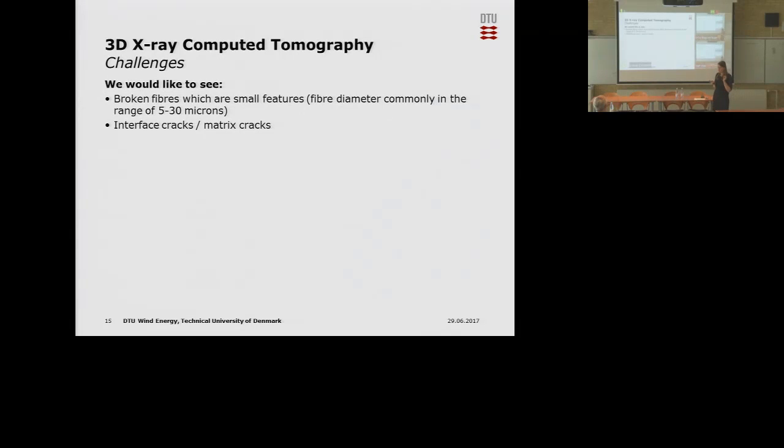But there are some challenges using this method in relation to watching the damage. One thing is that we want to look at broken fibers, which are quite small features. The fiber diameter is usually in the range of 5 to 30 microns, so it's quite small. It's probably even smaller than that. And also interface cracks and matrix cracks might be even smaller, and I would like to see that.